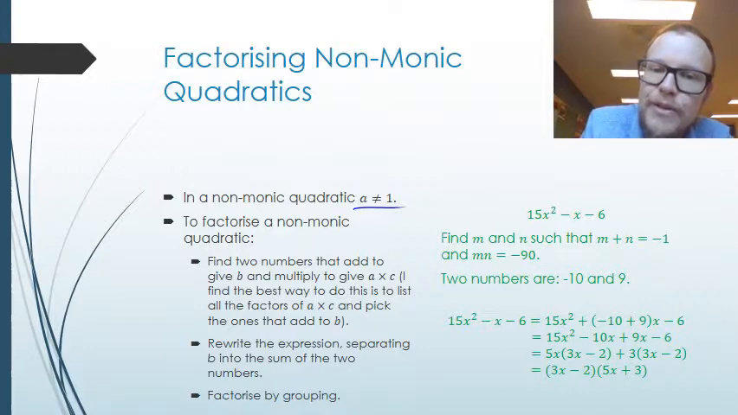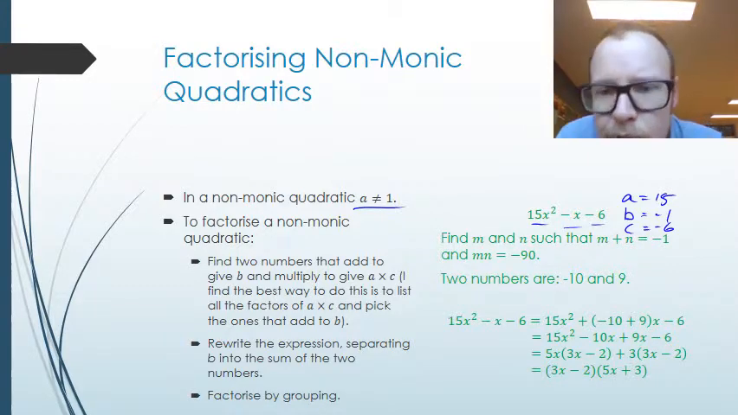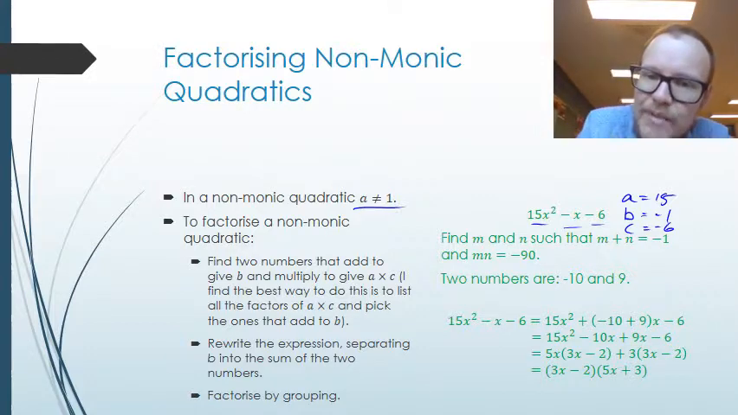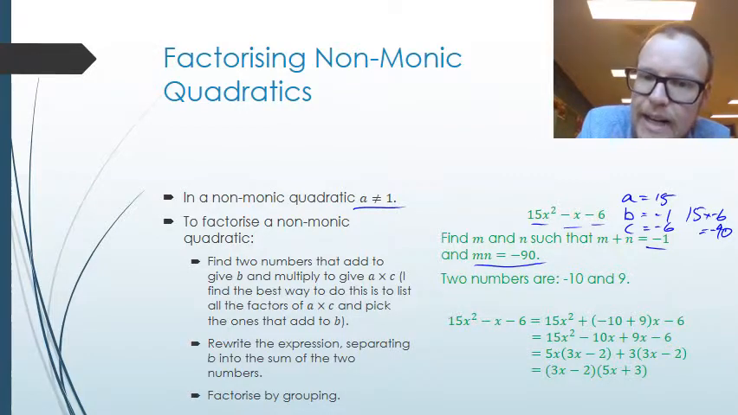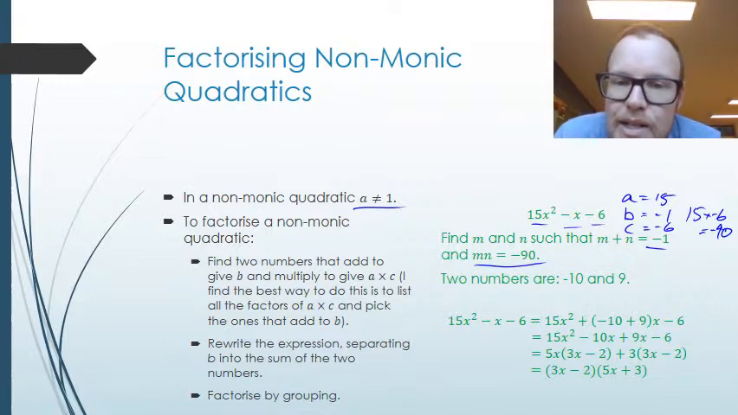So if I've got an example here, 15x squared minus x minus 6, a here is 15, b is negative 1, and c is negative 6. So we've got 15, negative 1, negative 6. So a times c is negative 90, because 15 times negative 6 equals negative 90. So we need to find two numbers m and n, such that m plus n equals negative 1 and m times n equals negative 90. So we could list all of the factors of negative 90.